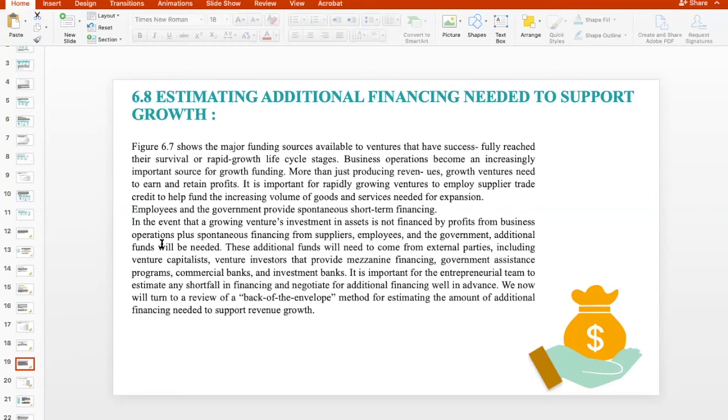In the event that a growing venture's investment in assets is not financed by profits from business operations plus spontaneous financing from suppliers, employees and the government, additional funds will be needed. شفتوا بالترتيب. أول شيء عشان تمول نسبة نموك هو the retained earnings، الأرباح المحتجزة.